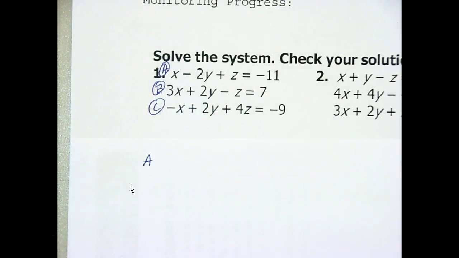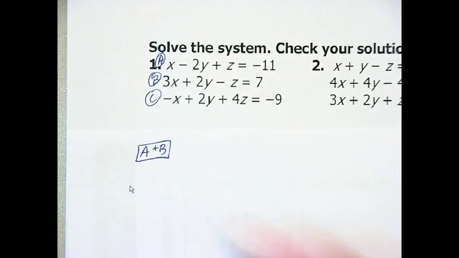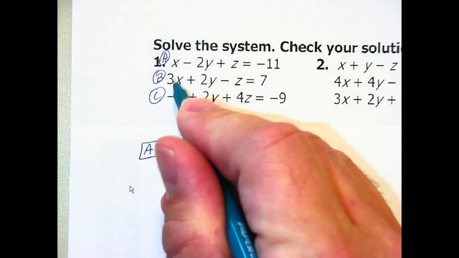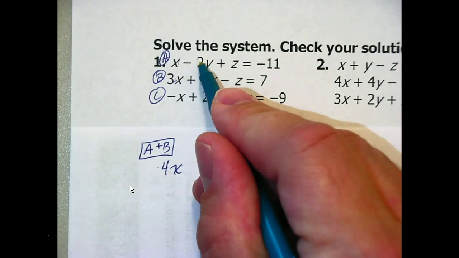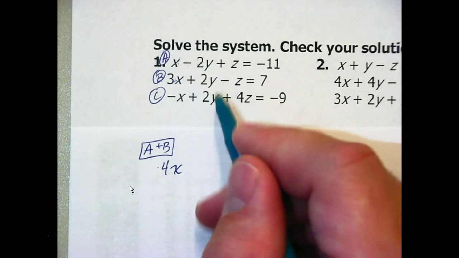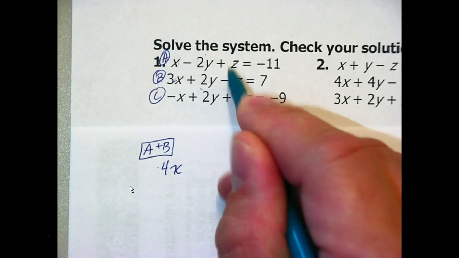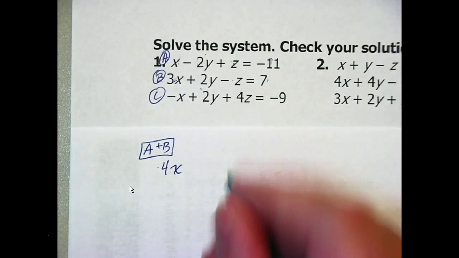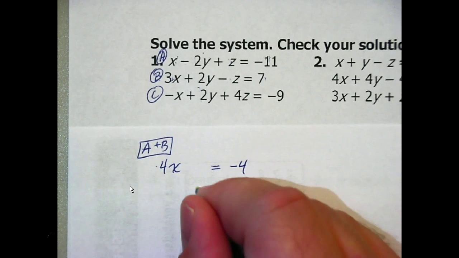Add it to B. Okay, so if I go A plus B, well that's X and 3X is 4X. Negative 2Y and positive 2Y is 0. And Z and negative Z is 0. That's nice. So negative 11 and 7 is negative 4. So X equals negative 1.